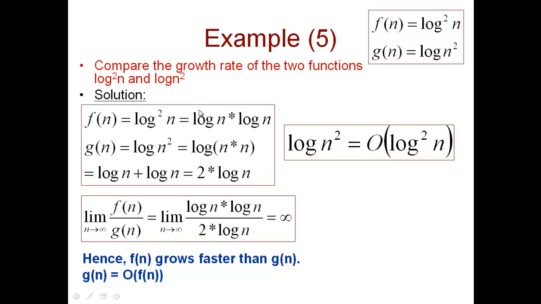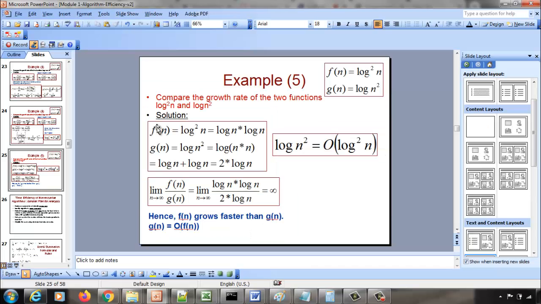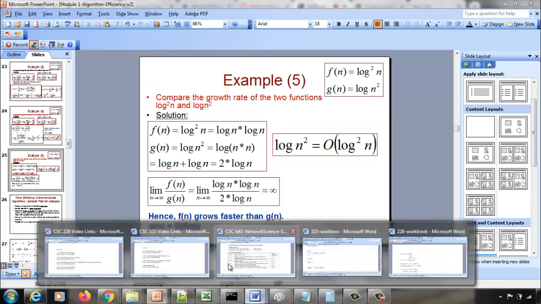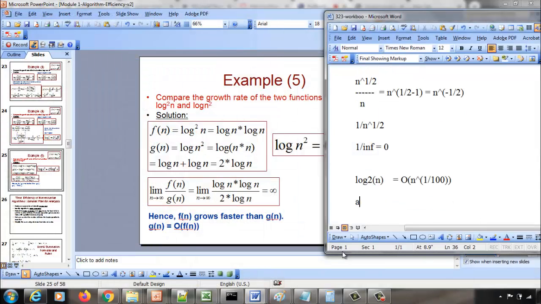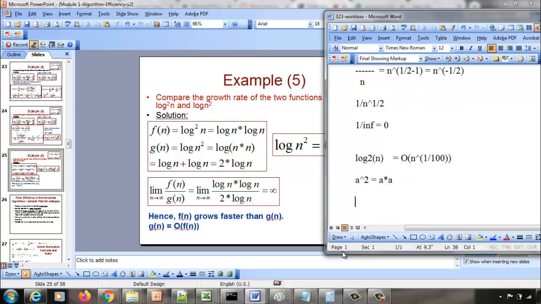Log square n is same as like a square. So when I say a square, it means a times a. So like that, log square n is log n times log n. That's what log square n is. Whereas log n square is like this: log of n square.